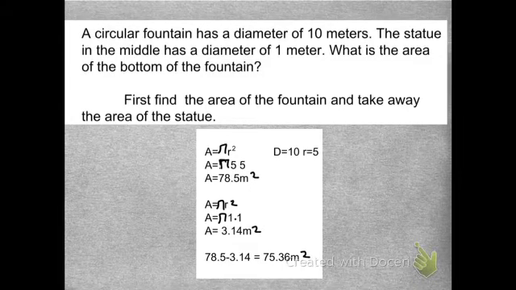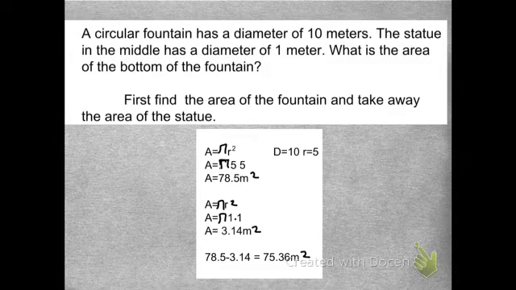First, in order to do this, you have to find the area of the fountain and then take away the area of the statue. So you know the formula: area equals pi r squared. So we plug in the numbers. A equals pi times 5 times 5, which will give us 78.5 meters squared. Our diameter was 10, and the radius is half the diameter, so r equals 5.